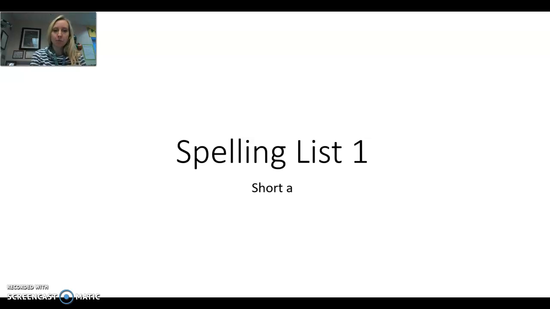First graders, welcome to our first spelling list for the year. This is spelling list 1, and we have a lot of words that have "a" in them. That's the short A. The short A says "a" as in apple.